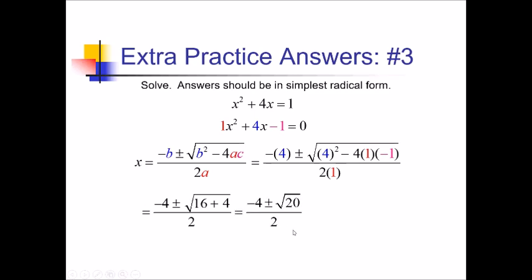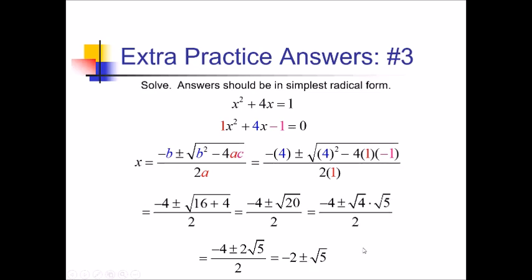And we can simplify this a little bit further. 20 can be simplified. I can split that up into radical 4 times radical 5, 4 being a perfect square. The square root of 4 is 2, so we have 2 radical 5 there. And since -4, 2, and 2 are all divisible by the same number, I can reduce all 3 of those things at the same time by 2. So this will then end up being -2 plus or minus just 1 radical 5 all over 1, or you could just call this -2 plus or minus radical 5.